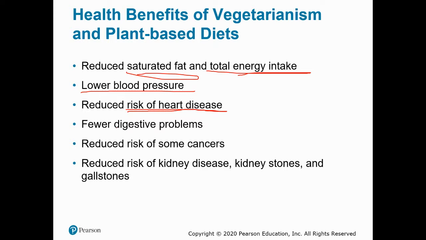So fewer heart issues, fewer digestive issues, can reduce the risk for some cancers as well because, as we'll see in Unit 3, plant-based diet is really rich in anti-inflammatory and antioxidant compounds. And we can also see reduced risk for kidney disease, kidney stones, and gallstones, again, because there would be less of that urea, that deamination process making urea.